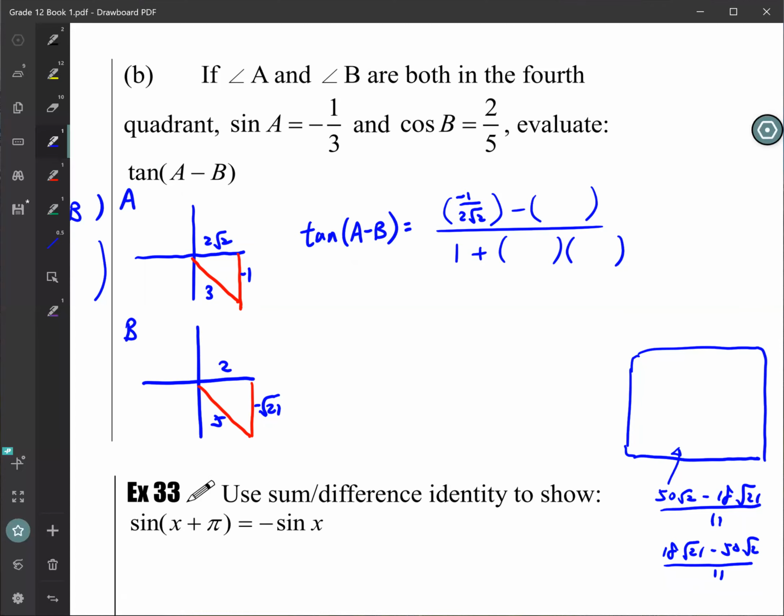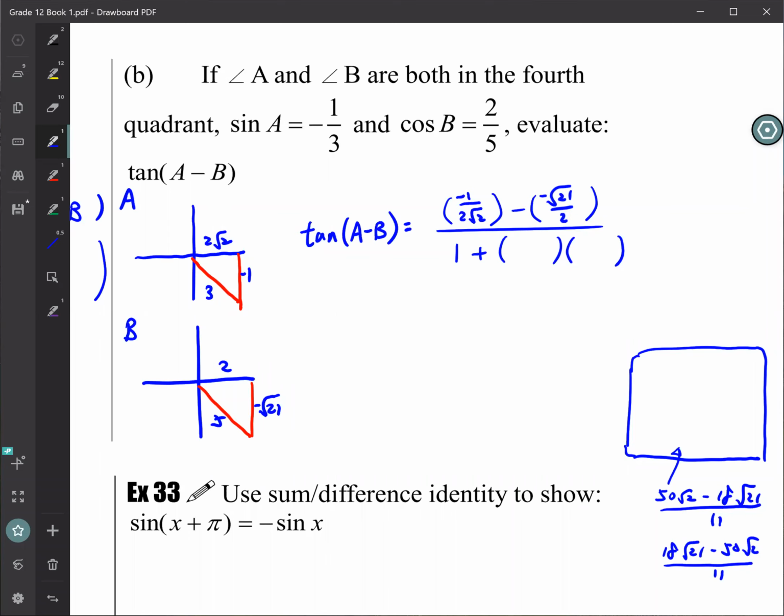Cindy, what's the second bracket on the numerator? Root 21 over 2. Did you put negative? Oh, I forgot to do negative. Yeah. Okay, we need to have negative, right? Because it's in the fourth quadrant, you have to check the sign.